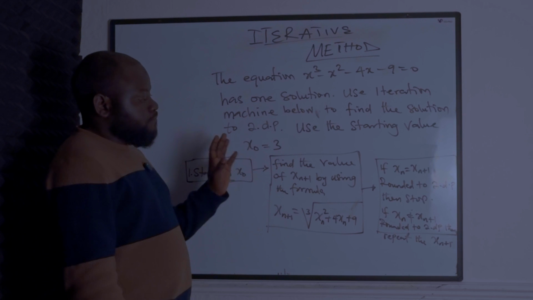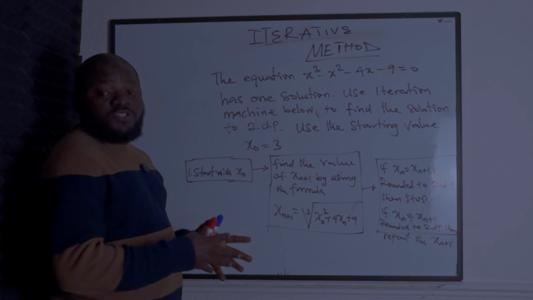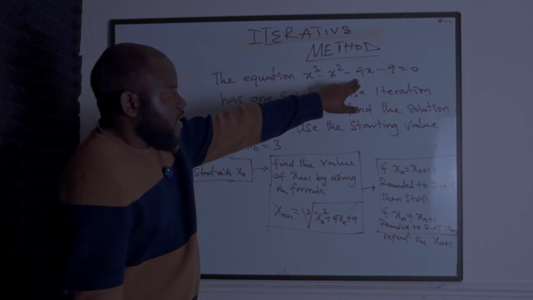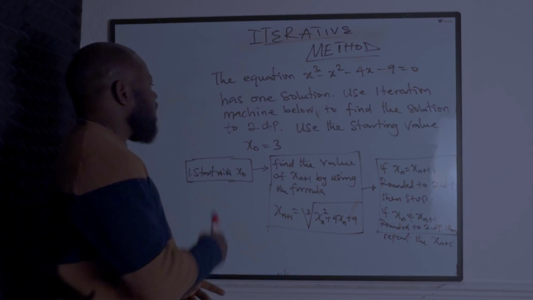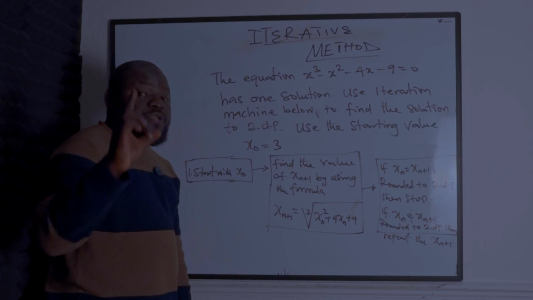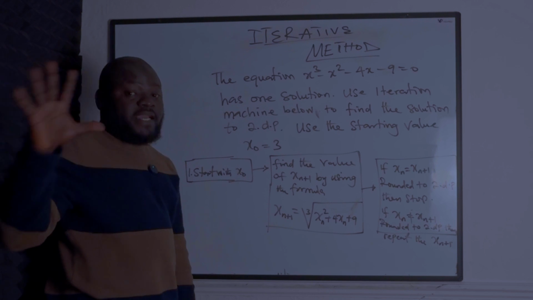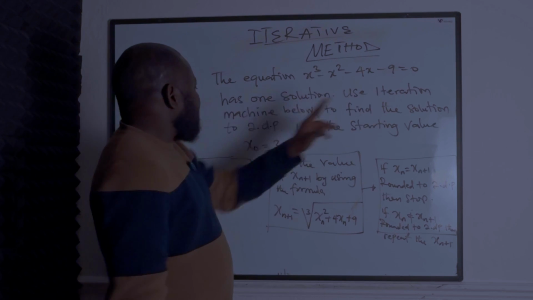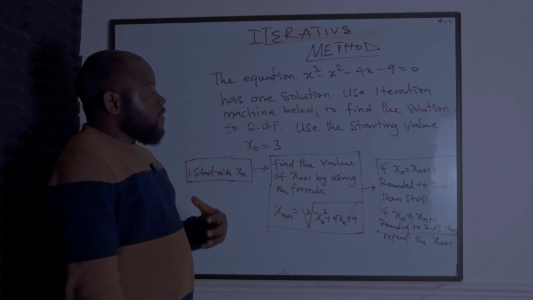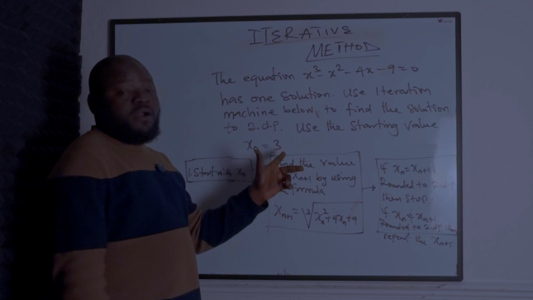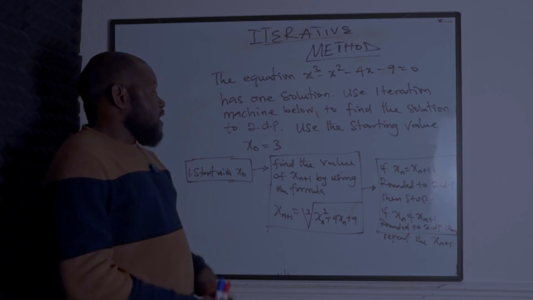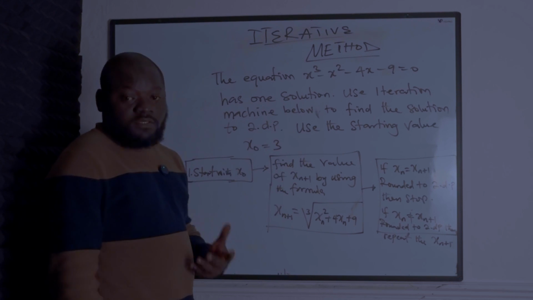This is another pattern still under the iteration method. The equation x cubed minus x squared minus 4x minus 9 equals 0 has one solution. That is, it has just a single real solution. The remaining 2 solutions are imaginary. Okay? Use the iteration machine below to find the solution to 2 decimal places. So we're looking for that one solution to 2 decimal places. Use the starting value x naught equals 3.